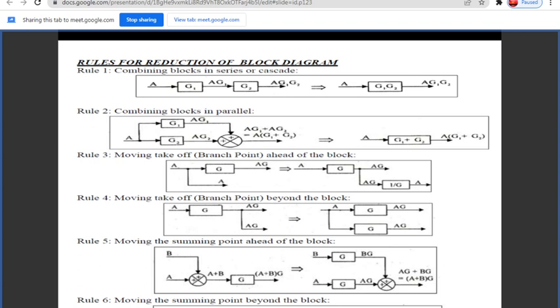In rule number six, we have to move the summing point beyond the block. Already we have the summing point after the block. We have to move it back, and if we move it back, we will miss the G for A, and we will have the addition of G for B. So we have to divide it by G.